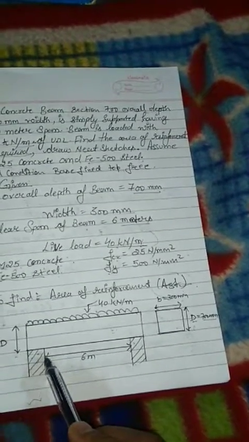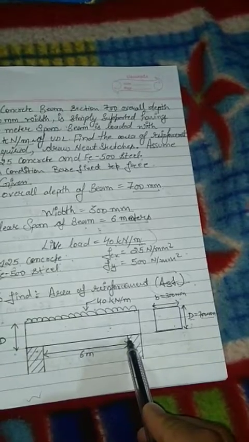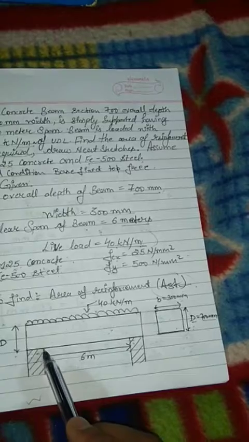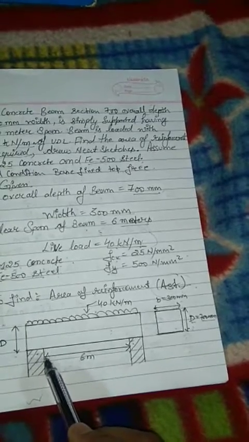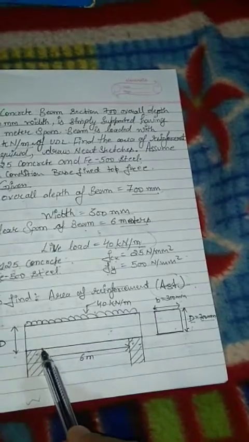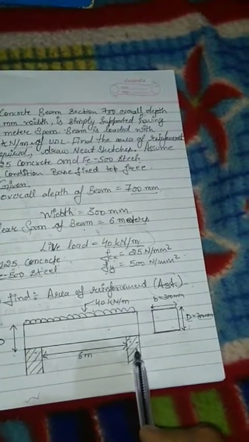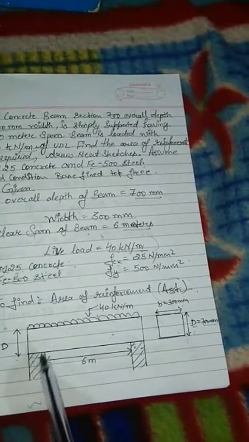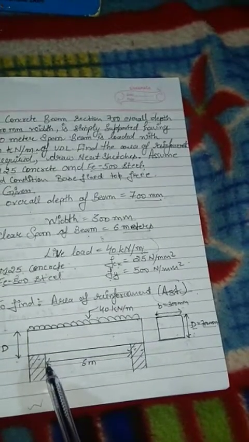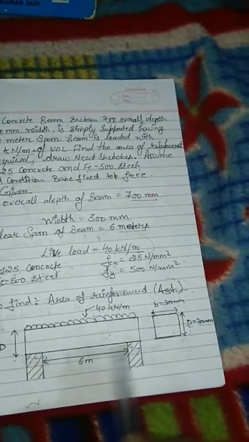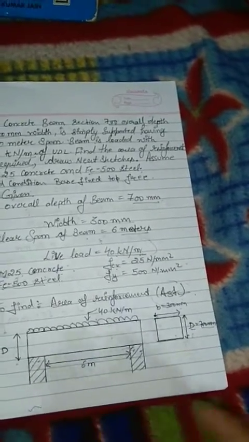This is your clear span, it is not the effective span which is given to us. So what is the clear span? Clear span is the clear distance between the supports. Here in this problem we are not provided with the width of the supports. That is the first thing we need to note down, and the second thing is that we are provided with the clear span, not the effective span.